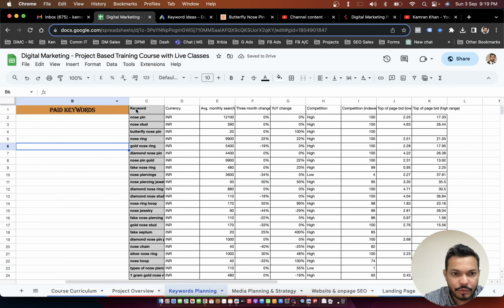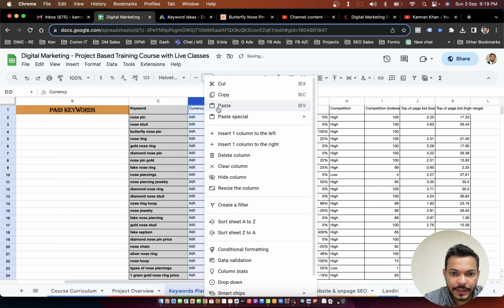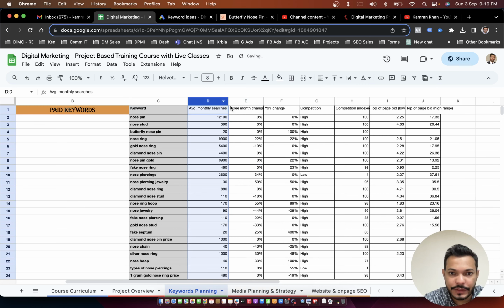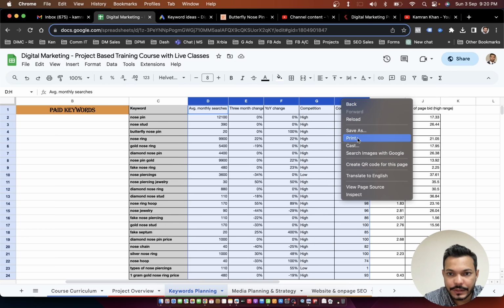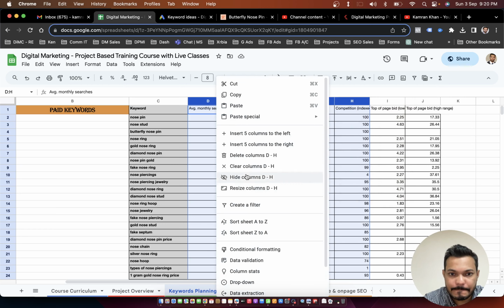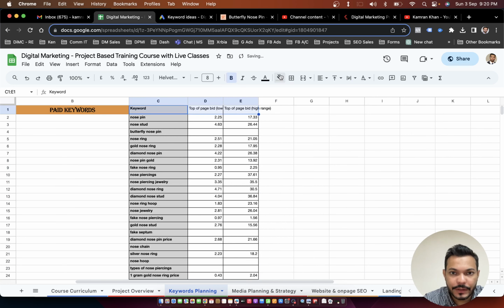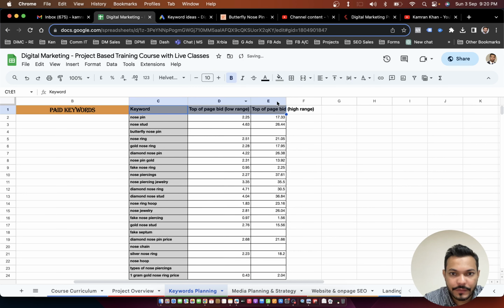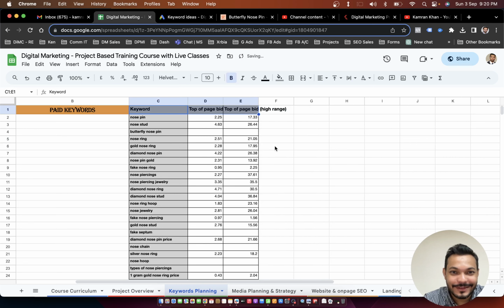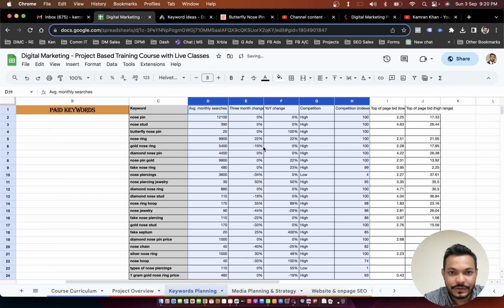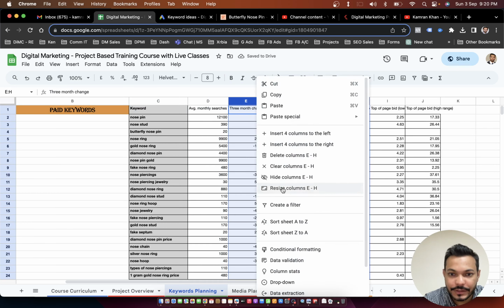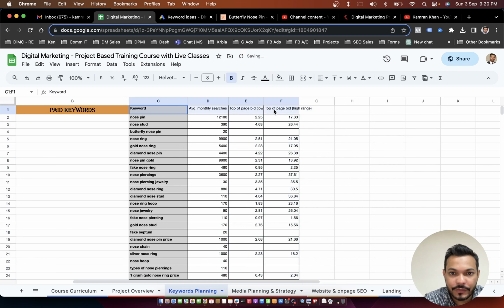So we have a keyword column over here. In currency, we already know it's in INR, so I'm going to remove this column from here. Then average monthly searches is something which we need. We don't need this data, so I'm going to remove this data from the sheet. And then we have the important one remaining, which is keyword average top bid. In fact, I think I have already removed the average monthly searches, which was highly required in the sheet. So I removed this one, and then we are left with the 4 columns over here.